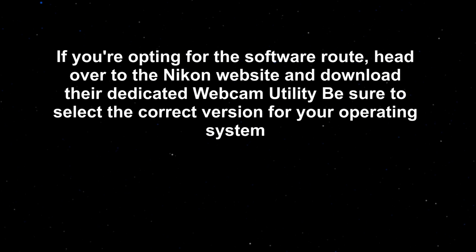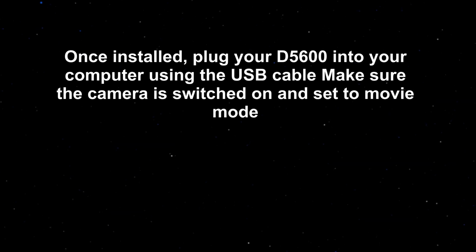If you're opting for the software route, head over to the Nikon website and download their dedicated webcam utility. Be sure to select the correct version for your operating system. Once installed, plug your D5600 into your computer using the USB cable. Make sure the camera is switched on and set to movie mode.